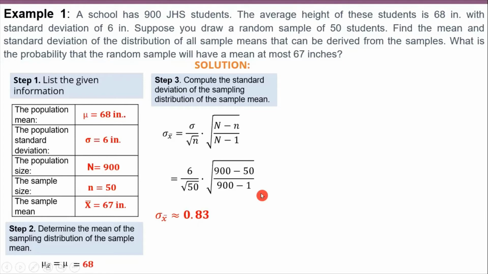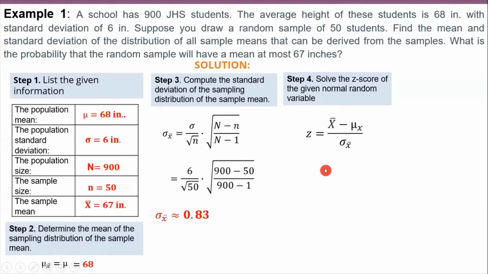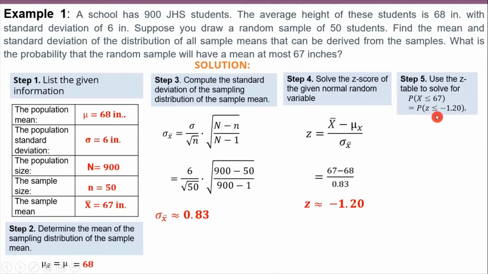Okay, so for the fourth step, we need to standardize our given normal random variable, which is 67, by using the formula for z-score. So that is, our z is approximately negative 1.20. So we are asked to find the probability at most 67 inches. So we know that at most, meaning it can be 67 or less than 67. Okay, so we will be using this notation. So we will be looking for the probability that x is less than or equal to 67, which is still equivalent to the probability that z is less than or equal to negative 1.20.